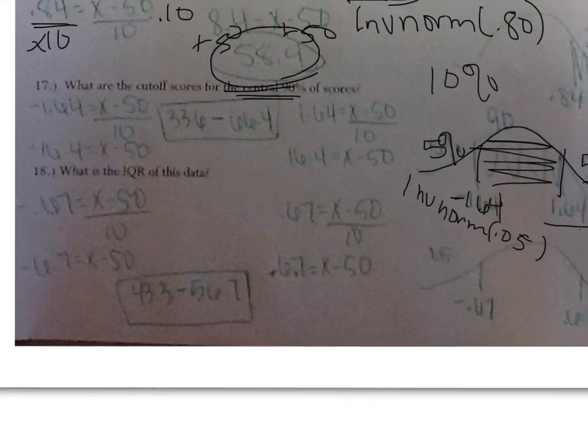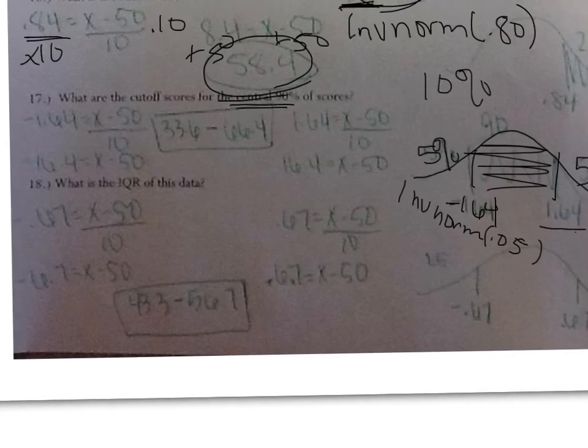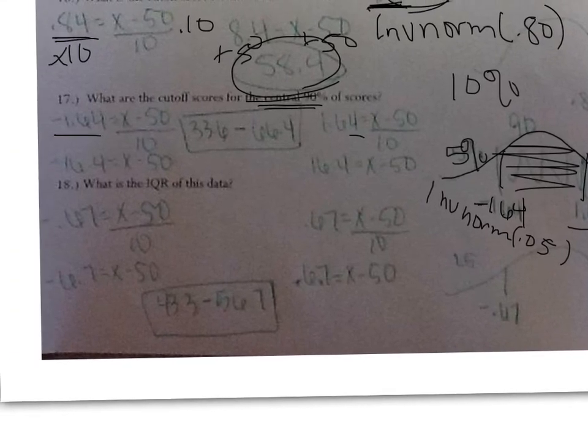Okay, so once you have your z-scores, you plug them into your formula. You just have to do it twice, once for the negative z-score, once for the positive z-score. You solve it out, and here are the cutoff values from 33.6 to 66.4.